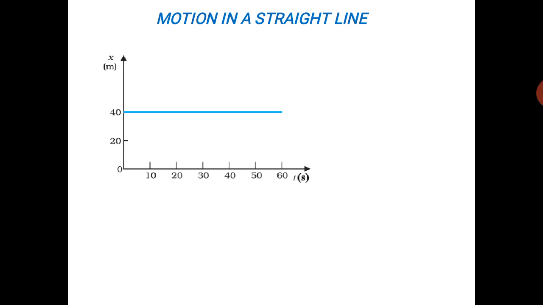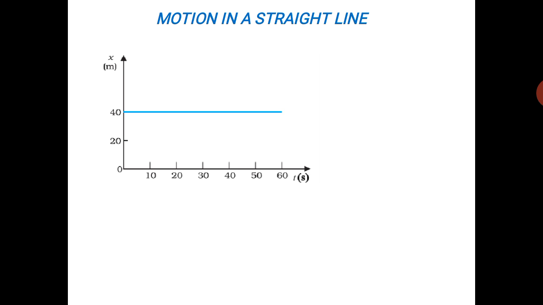See, in this graph, one axis is the time axis, and another axis is the position axis, that is x. Here x means position. So the positions are 20, 40, and so on. Initially, at t equal to 0, the position of the object is 40.